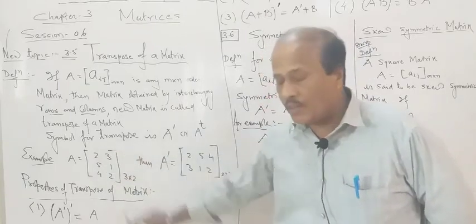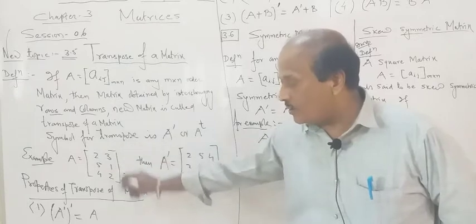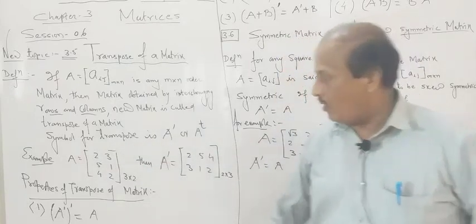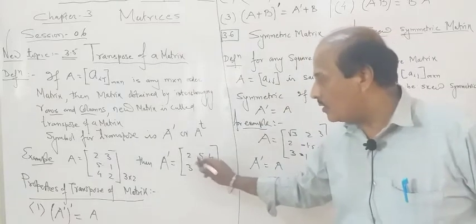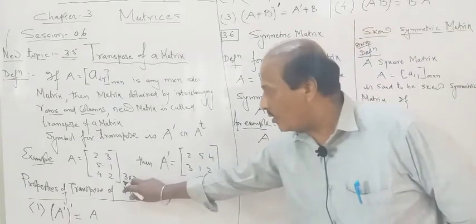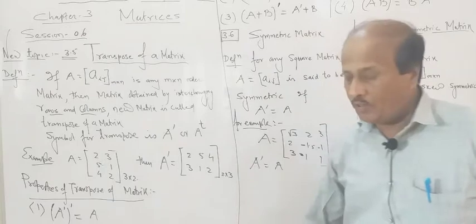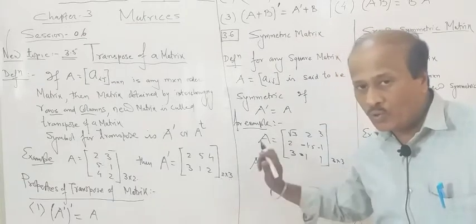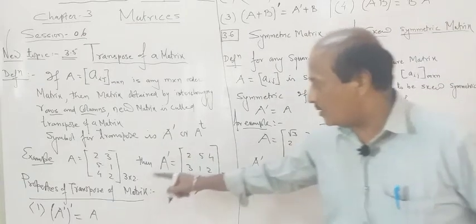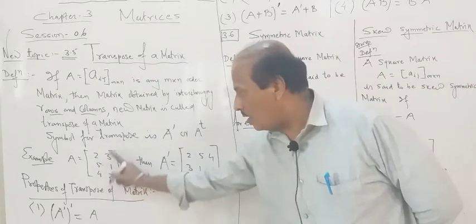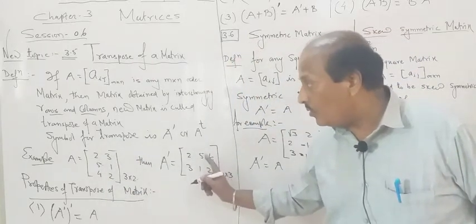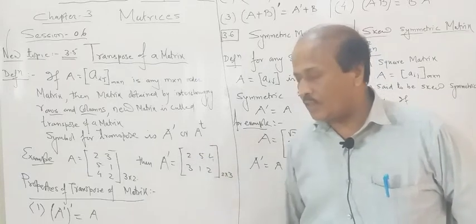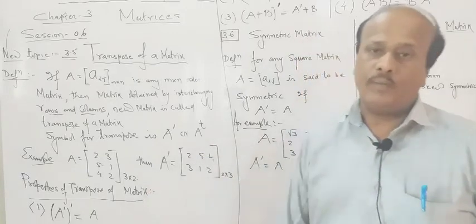A is any matrix, and if you interchange the rows and columns, now these rows are going to be columns. Then you see that the order, this was the order 3 cross 2, now the new matrix has order 2 cross 3. These rows become columns and these columns become rows. So whatever new matrix we get is called the transpose of a matrix.